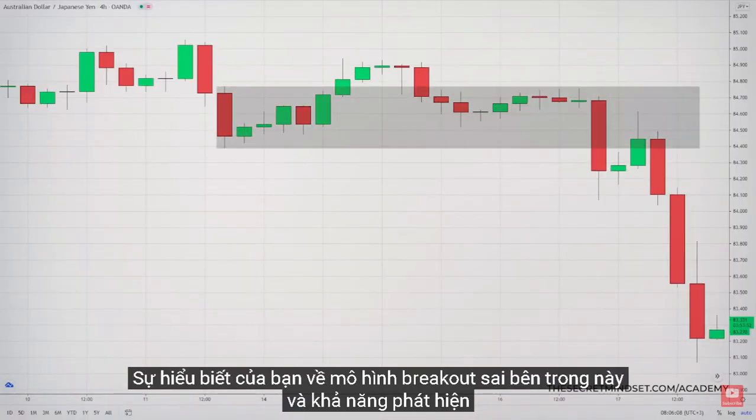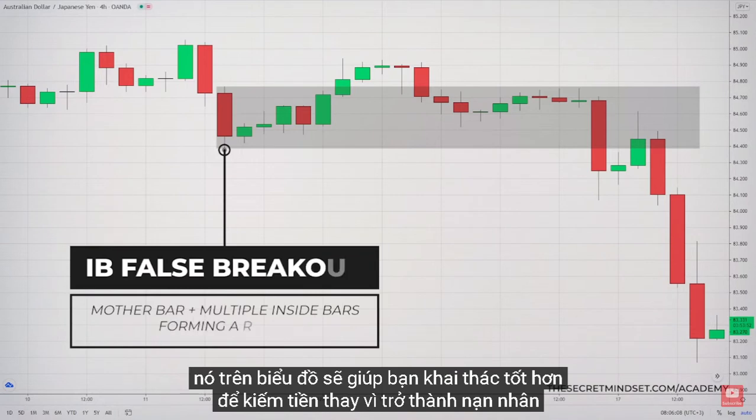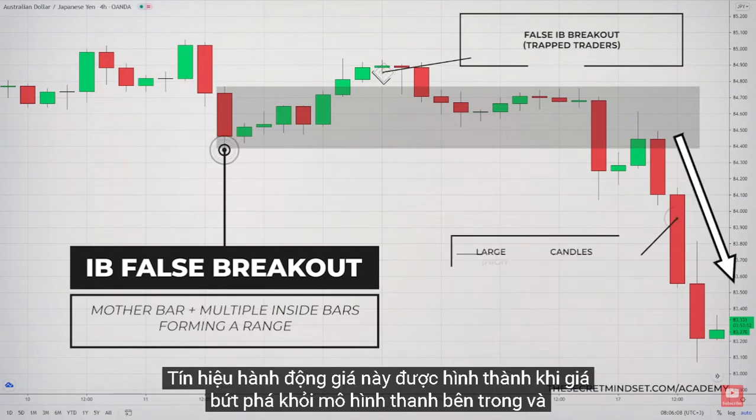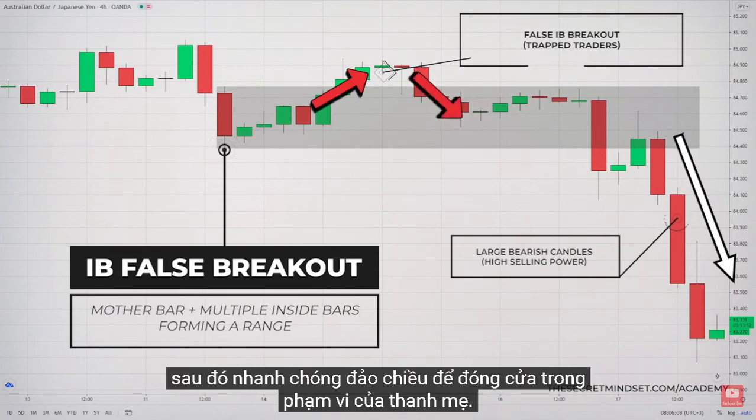Your understanding of the inside bar false breakout and your ability to detect it on your charts will help you to better exploit it to make money, instead of being a victim of market makers and banks' manipulations. This price action signal is formed when price breaks out from the inside bar and then quickly reverses to close within the range of the mother bar.